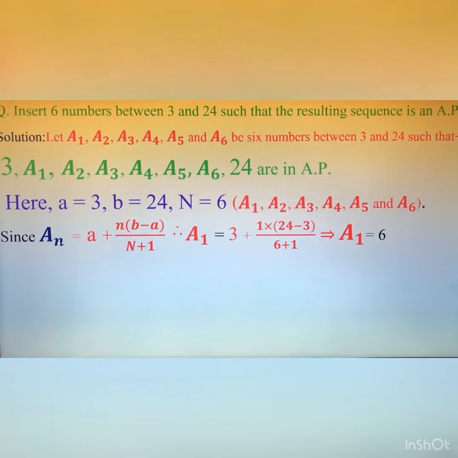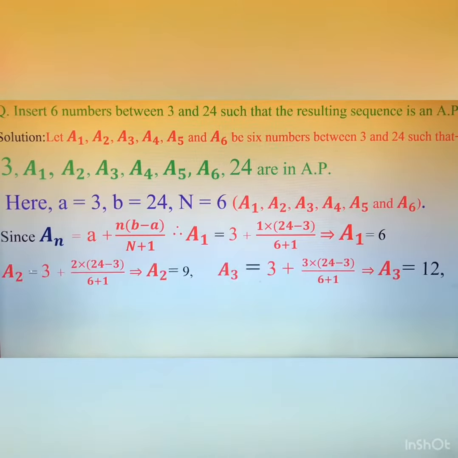And a is given as 3 and b is 24, and total N is given as 6. So b minus a is 24 minus 3, which is 21, divided by 6 plus 1, that is 7. 21 by 7 is 3, and 3 into 1 is 3. 3 plus 3 is 6. So a1 you will get 6. Similarly for a2 you replace n by 2. So this is 3 plus 2 into (24 minus 3) divided by (6 plus 1). This is 21 by 7, that is 3. 3 twos are 6, and 6 plus 3 is 9. So a2 is 9.